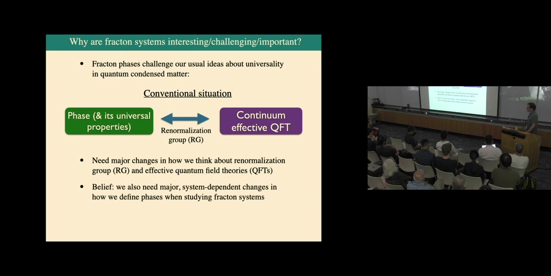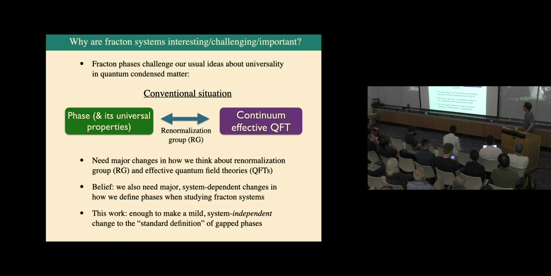There's also been a belief, I believed this a year ago, I think it was also kind of the consensus in the field, that we need major and system-dependent changes in how we define phases. Okay, so I'm saying, you know, RG has to change, this has to change. We've believed that we also have to make big changes in how we even define phases when we think about fractons. And those changes actually are different depending on what fracton model we're thinking about. That's been the belief. Okay, I no longer think that's true.